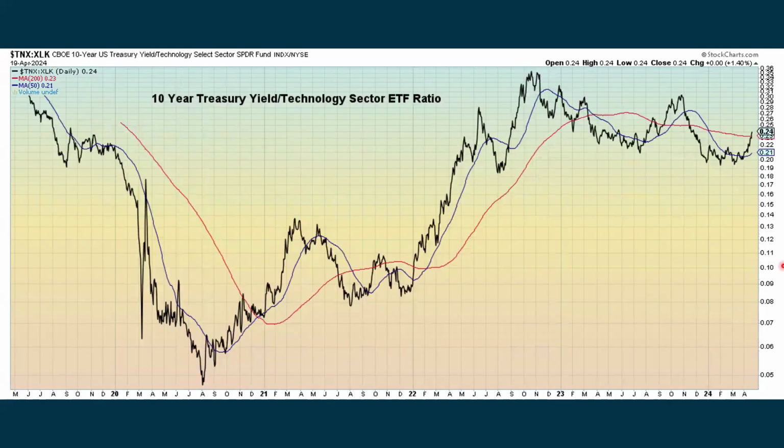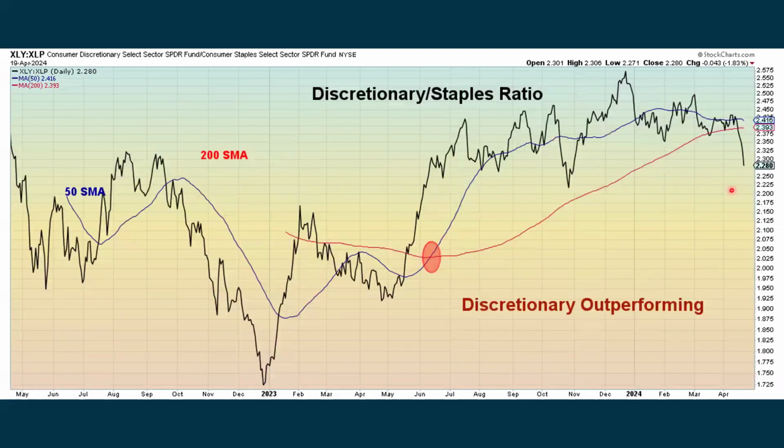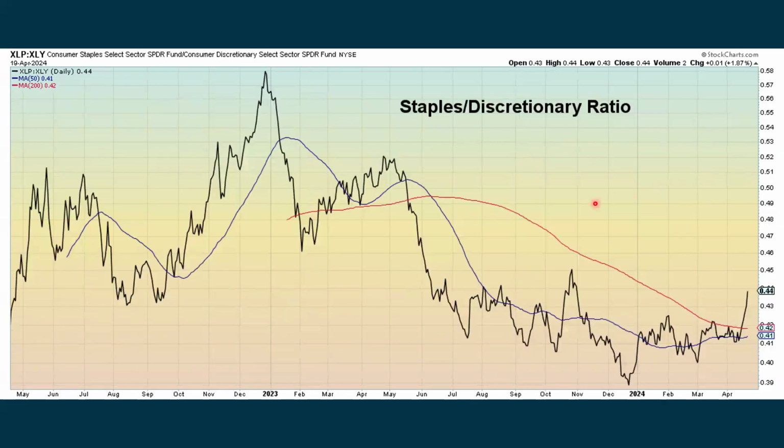Here's an inverse of that same chart. The 10-year yield had been underperforming, but now starting to bounce back up. Discretionary to staples. This is in a longer term uptrend, meaning the discretionary had been outperforming, but lately we're seeing a real trail off in this ratio. And here's staples to discretionary, where staples had been underperforming, but now starting to bounce back.